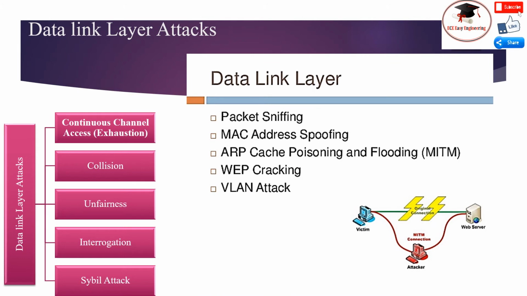Data link layer attacks. They include continuous channel access, collision, unfairness, interrogation, and Sybil attack. Continuous channel access, that is, exhaustion. A malicious node disrupts the media access control protocol by continuously requesting or transmitting over the channel. This eventually leads to starvation of the other nodes in the network with respect to channel access.